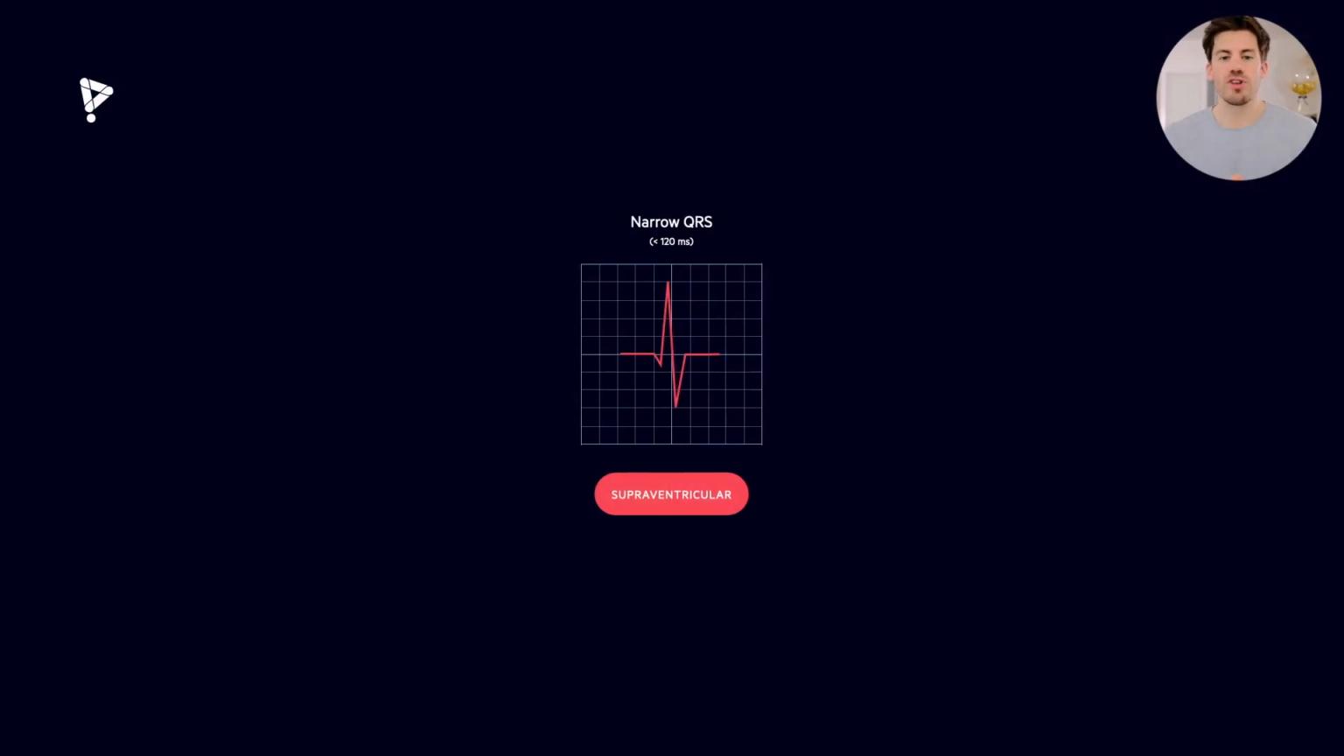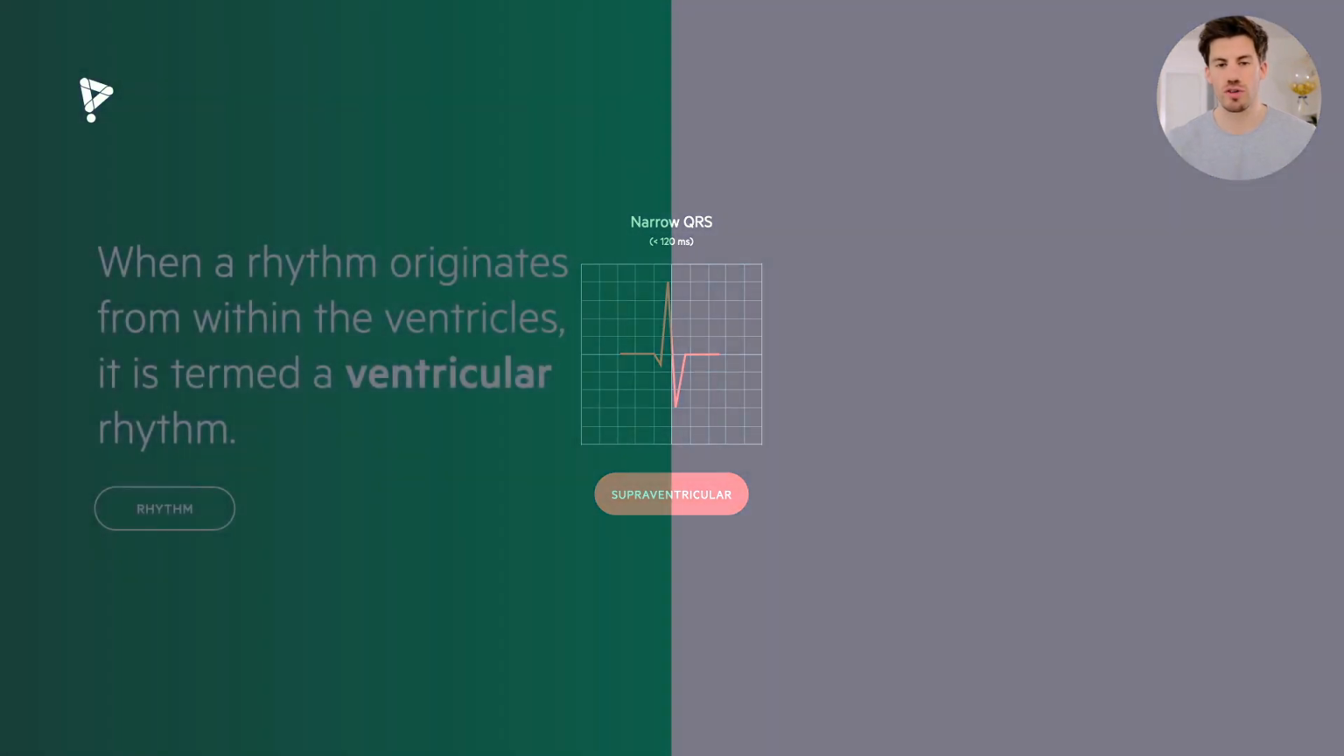With a supraventricular rhythm, we have a narrow QRS complex. Largely, there are some caveats to this rule, but that's because it goes through the conduction system normally. You have that normal narrow QRS complex, less than 120 milliseconds, less than 3 small squares. It's a supraventricular rhythm. The one caveat to this is if we have a bundle branch block, which we will look at in the next lecture on conduction.